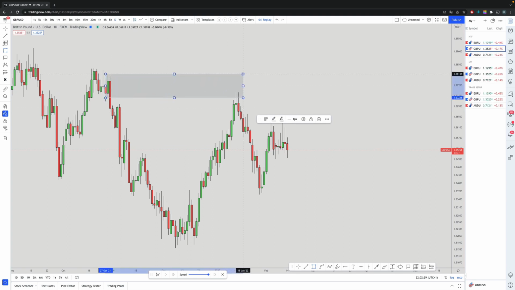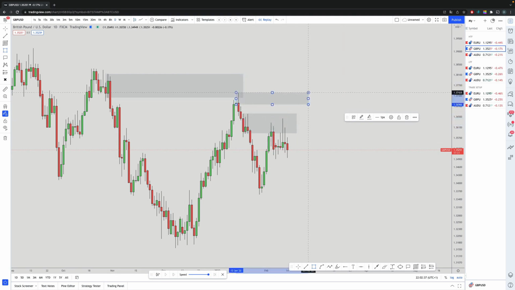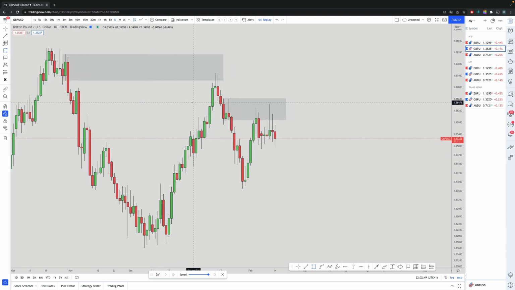You can see we've been tapping from this daily supply into the next daily supply. This one here is not a supply for me. It's one on the 4 hours, but not one on the daily. And because we are already mitigating this, probably we will not go up higher, guys. That's one of the probabilities that we're using for our advantage here.